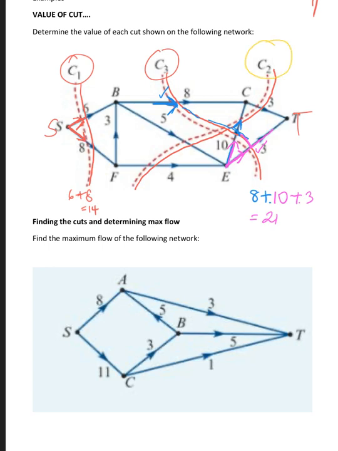All right, now let's have a look at C2, this little guy. Following that cut through, the first edge I'm looking at here is C to T. Going in this direction from C to T, it's going to hit that dotted line first, so I can pay that.